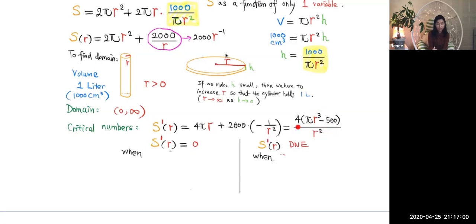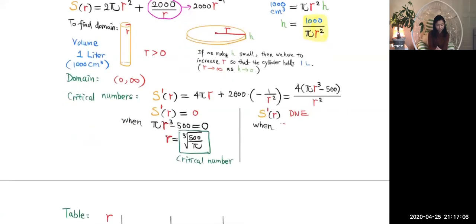Setting this numerator equal to 0 gives pi r cubed minus 500 equals 0. Solving for r, r is the cube root of 500 divided by pi. That's in the domain, and that is one critical number.